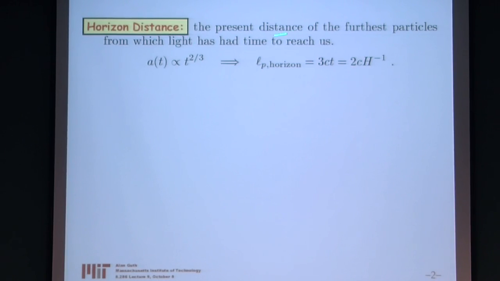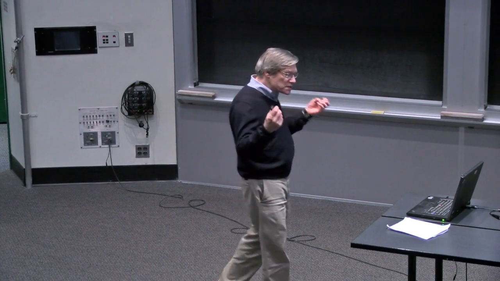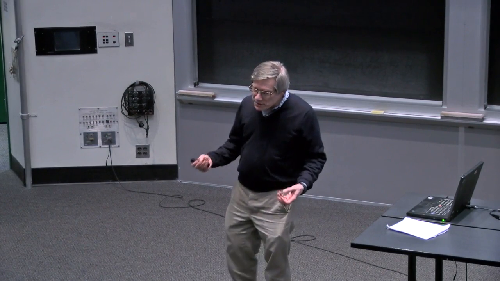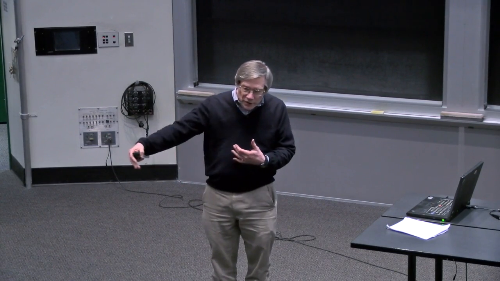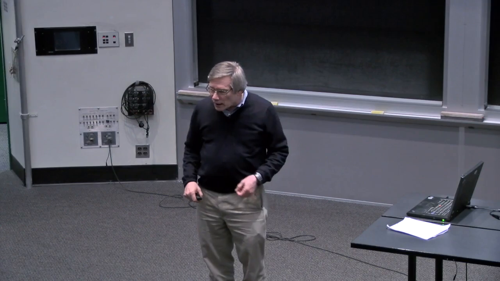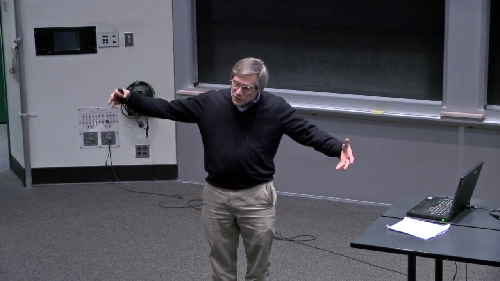And one is able to calculate that, and in particular for the model that we so far understood at this point, the matter-dominated flat universe, the horizon distance turned out to be 3 times ct. Now remember, if the universe were just static and appeared a time t ago, then the horizon distance would just be ct, the distance that light could travel in time t. What makes it larger is the fact that the universe is expanding.